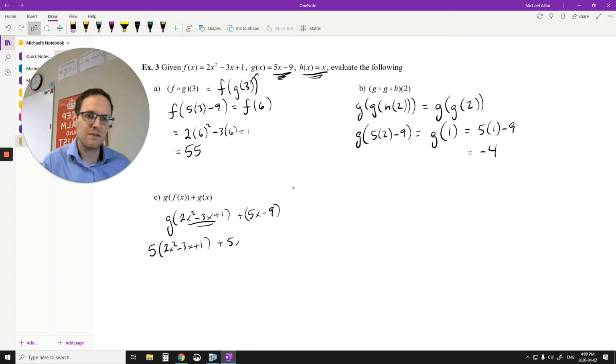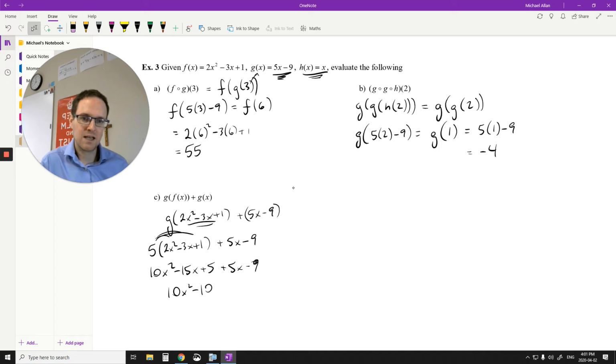And then I'm going to add 5x minus 9. I got rid of the parentheses there because it's just a positive in front. There's nothing there. But I'm going to have to multiply the 5 in to get rid of these parentheses. So 10x squared minus 15x plus 5 plus 5x minus 9. So your 10x squared minus 10x minus 4 as my final equation. Let's just call that h of x again. Just give these names. I didn't bother giving these ones names.